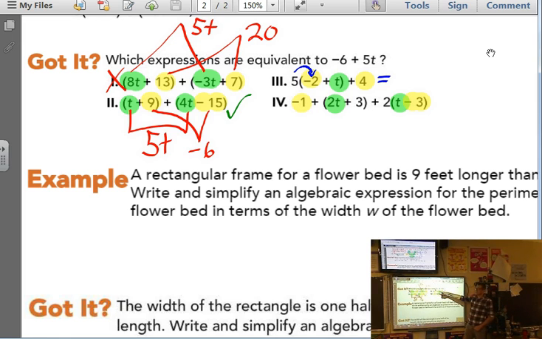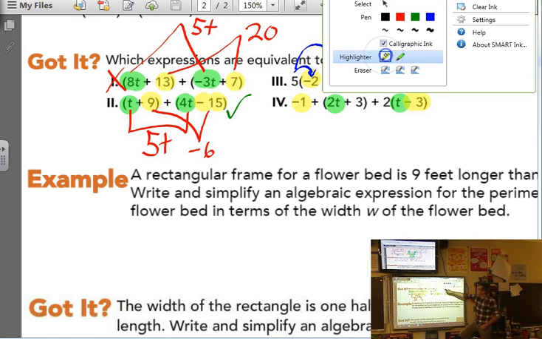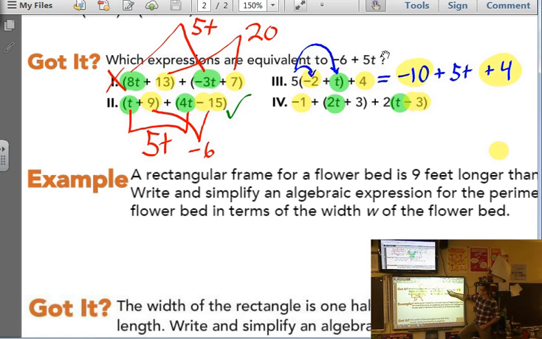So what would 5 times 2 be? 10. 10, so it just becomes a negative 10. 5 times t becomes 5t. And then I still have my plus 4. So when I go to combine those constant values of 4 and negative 10, would I get negative 6? No. Yeah.